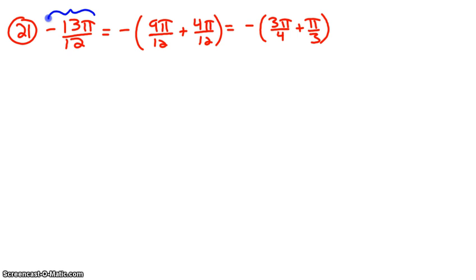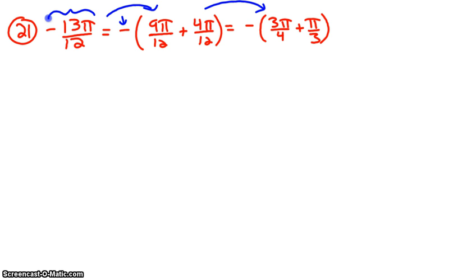In my first step here, I rewrite that 13 as a composite of 9 pi and 4 pi. Again, 9 pi plus 4 pi equals 13 pi. I leave the negative outside of the parentheses, and so I just split the fraction up. Once I split this fraction up, I'm able to do my reductions, and you'll see 3 pi over 4 and pi over 3, which is giving us a 45 degree angle and a 60 degree angle.